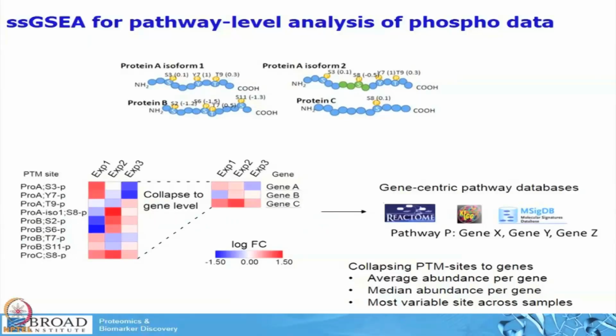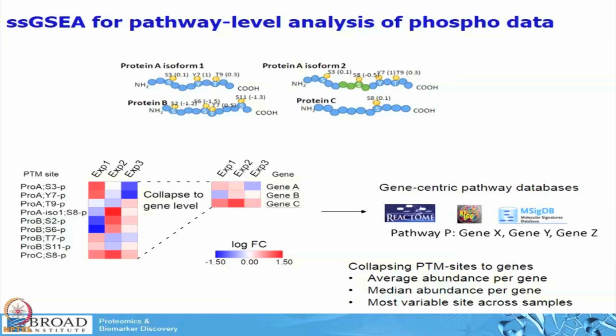So, now I am going to talk about phosphodata, but this is actually true for all kinds of PTMs. There we measure different phosphorylation sites on proteins, right? And it might happen that we have multiple phosphosites on the same protein. It might happen that we have different isoforms of the same gene or protein, and we measure different phosphosites on that, and so on and so forth.